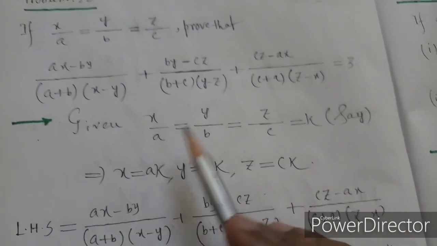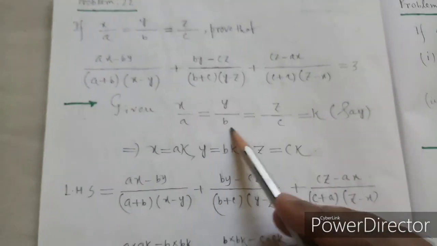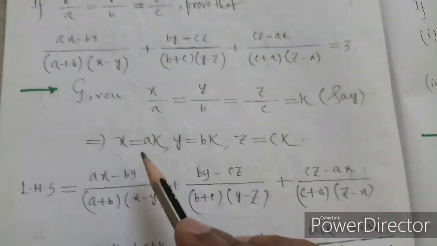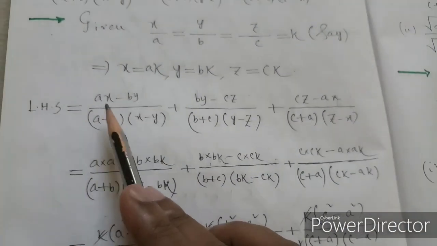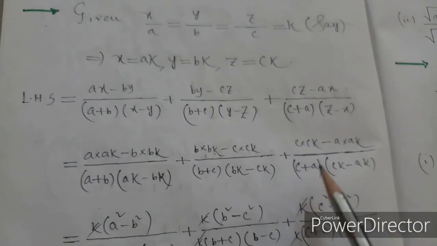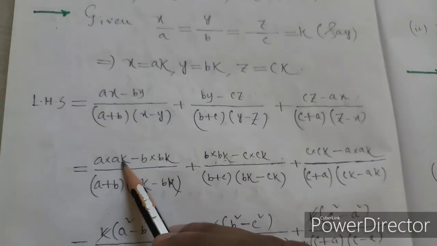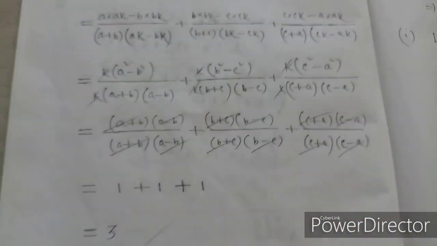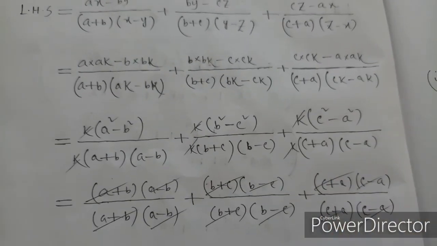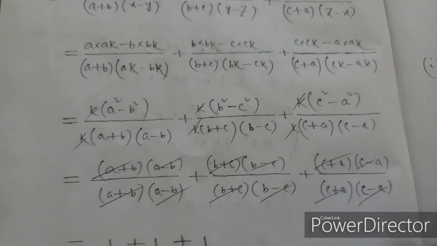How to prove? Let's given x/a = y/b = z/c = k, so x = ak, y = bk, z = ck. Now put the value of x, y, z here. So now x equals ak, put it, y equals bk, put it. So after simplification we got 3. See the calculation. It is a very simple calculation. See this calculation, and that should be 3.